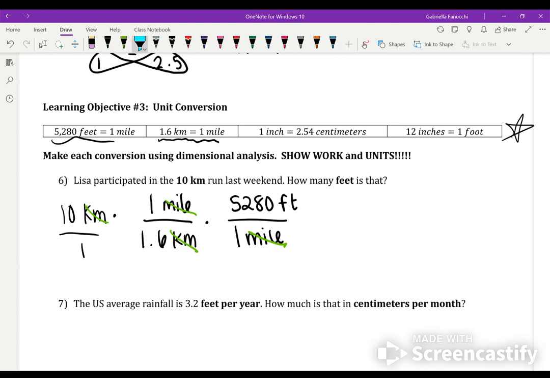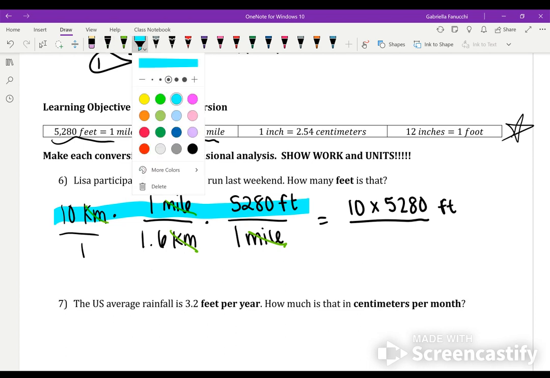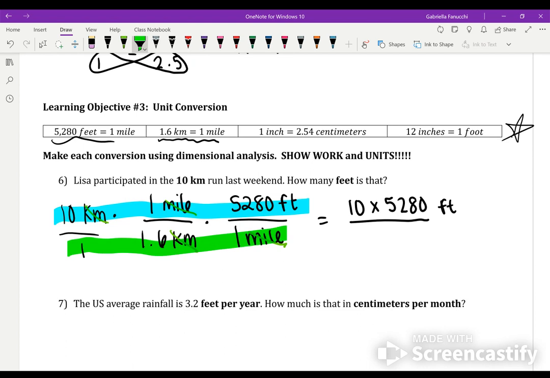So you're going to multiply everything across the top, which is going to give us 10 times 1 times 5,280 divided by, and again, this is feet, everything multiplied across the bottom. Okay, so 1 times 1.6 times 1, but again, you don't have to multiply by 1, so it's just 1.6. So if we put that into the calculator, 10 times 5,280, and then we divide by 1.6, you should get 33,000 feet.